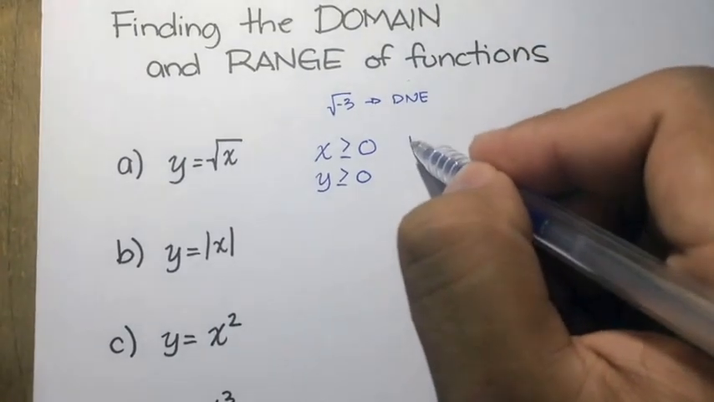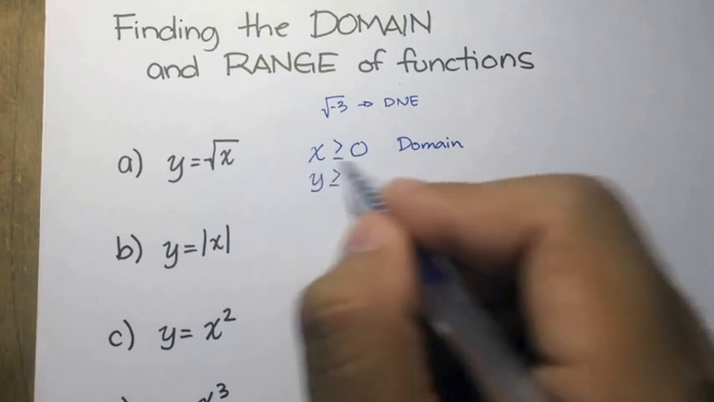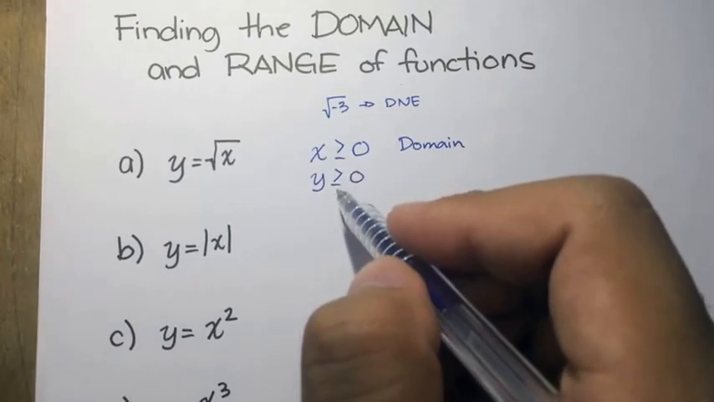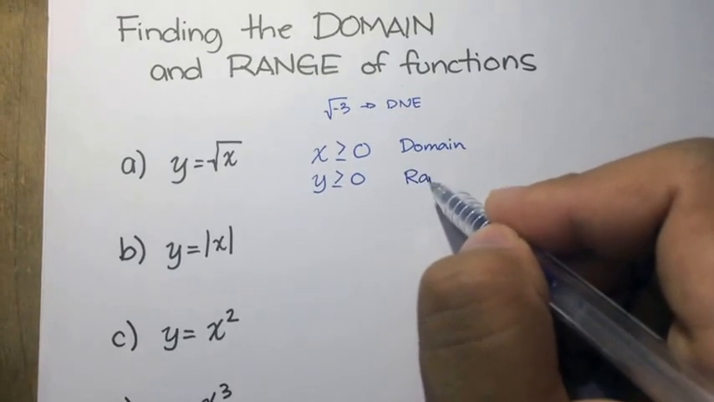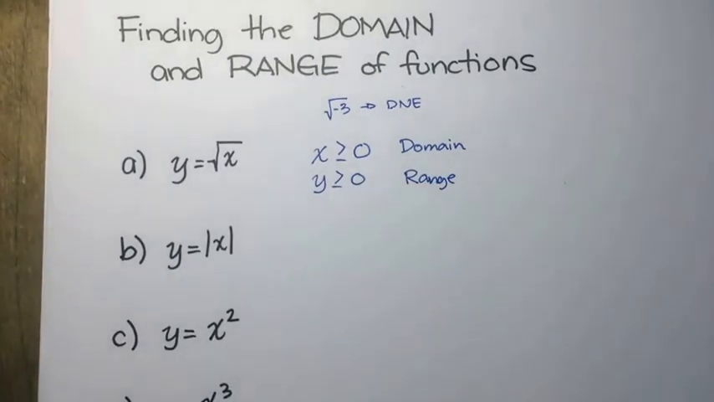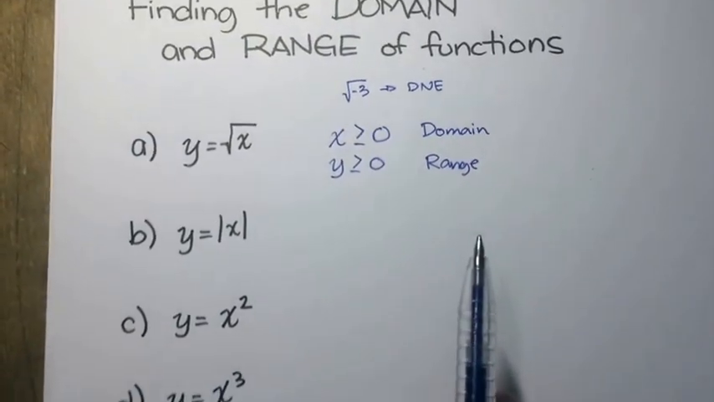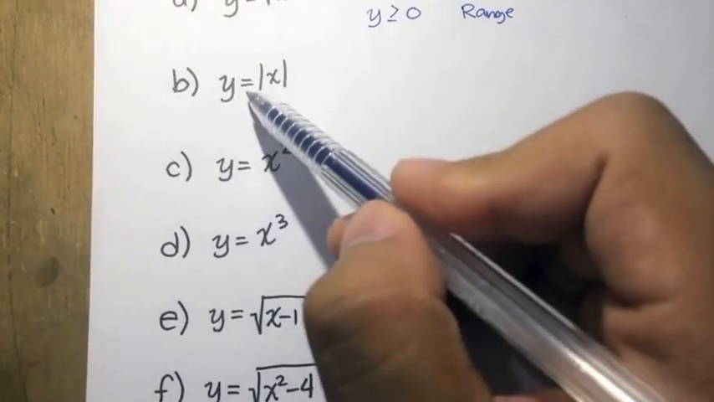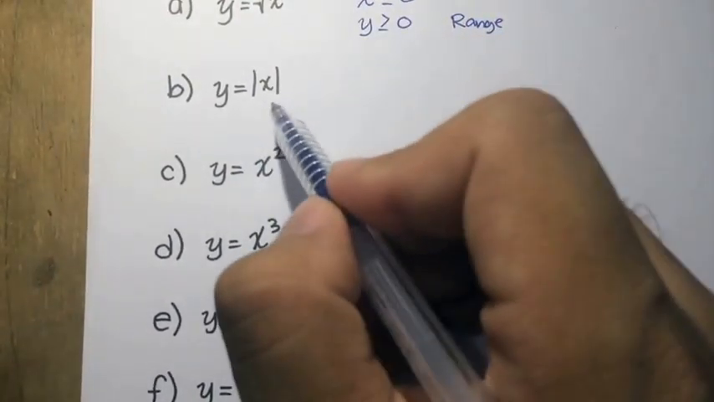Now, this is the domain: all values of x greater than or equal to 0. And this is loosely defined as the range, all values of y. Okay, so this is the domain and this is the range for our first example. For the second example, we have y is equal to the absolute value of x.